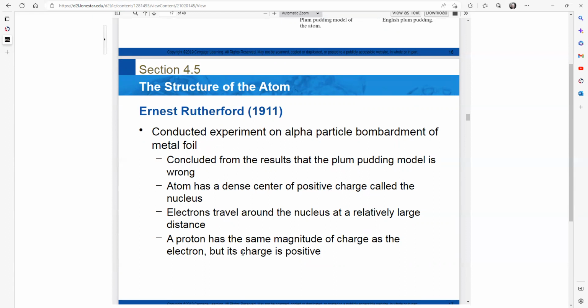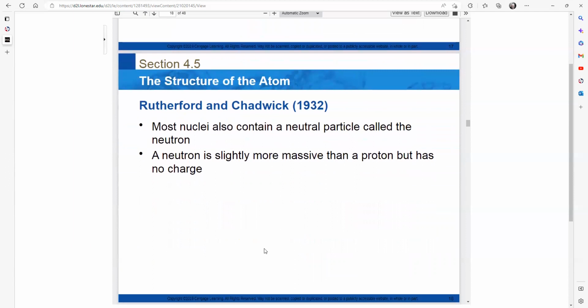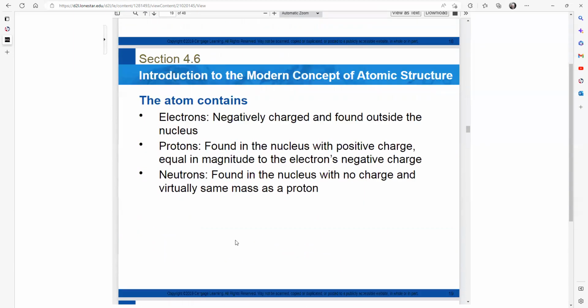Then, look at this. You can say that most nuclei also contain a particle called the neutron. This was discovered in 1932 by Rutherford and Chadwick. A neutron is slightly more massive than a proton but has no charge. The proton is positive, the electron is negative, but the neutron is neutral, neither positive nor negative.